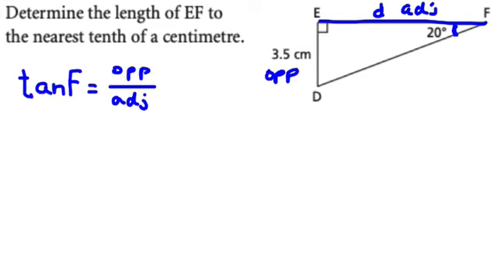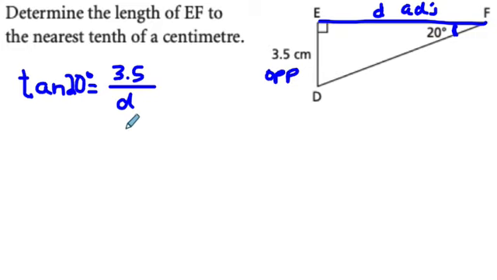So when we set it up, the tangent of F equals opposite over adjacent, and then we can substitute 3.5 in for opposite, we can substitute D in for adjacent, and we can substitute 20 in for F. So you could go straight to this if you want, or add that previous step. Now we have to get D by itself. Now there's a couple different ways of doing this. I'll show you the long way first.